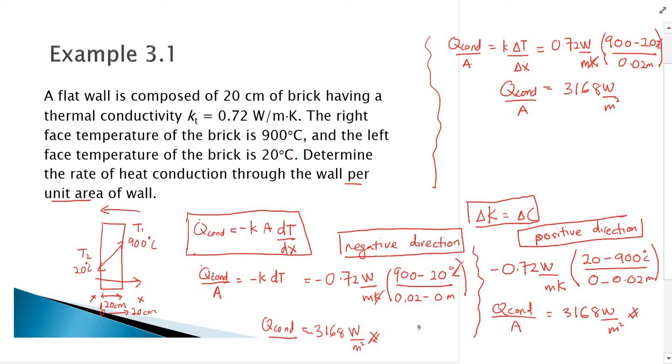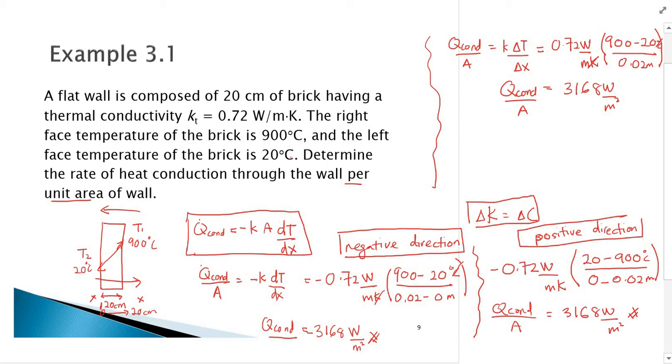So you divide by A. So Q cond over A equal to negative k dT over dx. Okay, so now the question already tells you which one is on the right side and which one on the left side, and it's always from a high temperature to lower temperature. So you're actually going to the negative direction. Okay, negative direction.